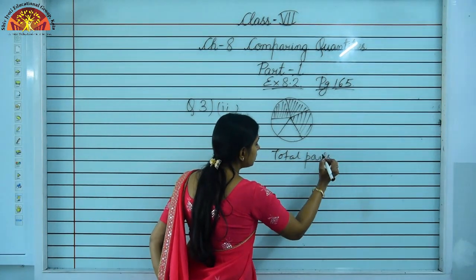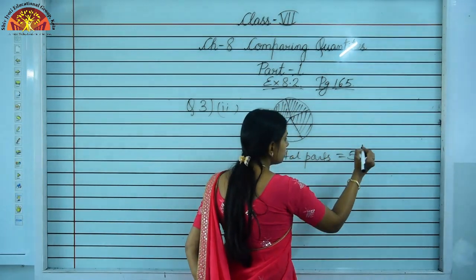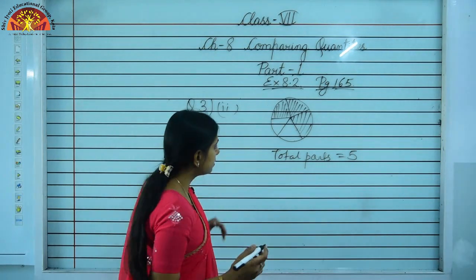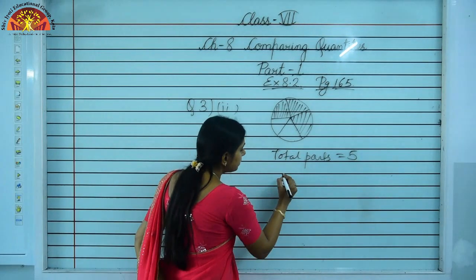You can count the total number of parts: 1, 2, 3, 4, 5. So the total number of parts is 5. And how many parts have been shaded? You can see that 3 parts have been shaded. Now you have to find the percent.